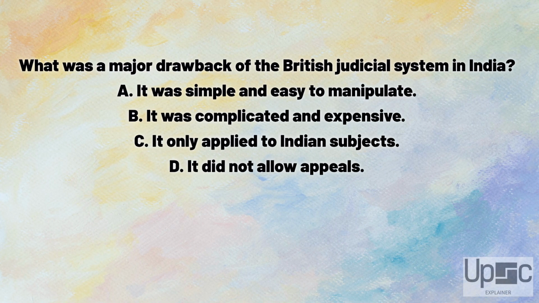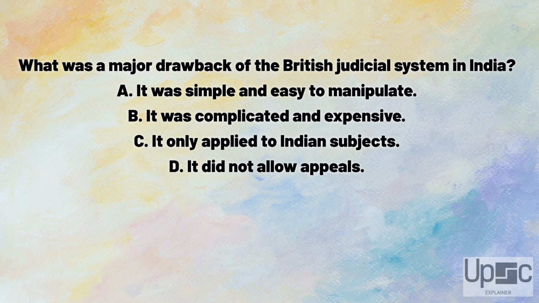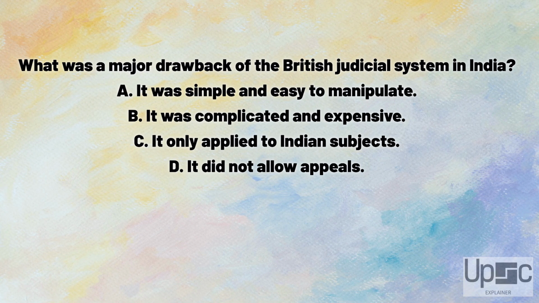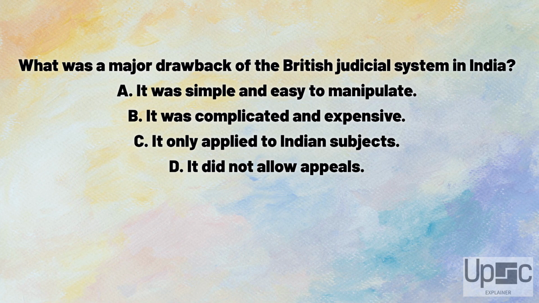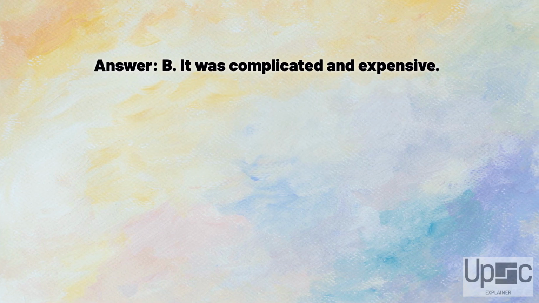What was a major drawback of the British judicial system in India? A. It was simple and easy to manipulate. B. It was complicated and expensive. C. It only applied to Indian subjects. D. It did not allow appeals. Answer. B. It was complicated and expensive.